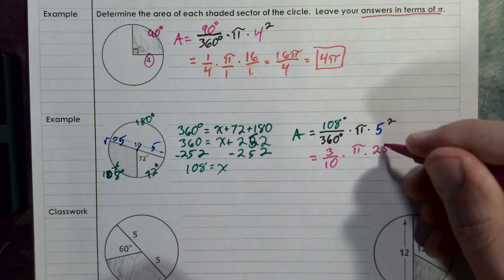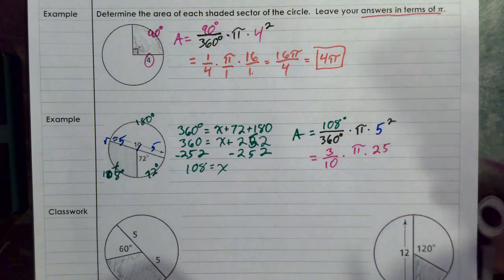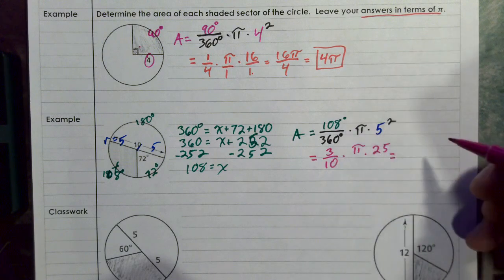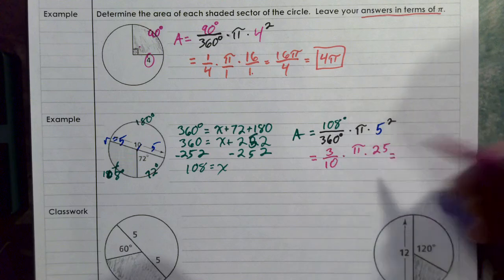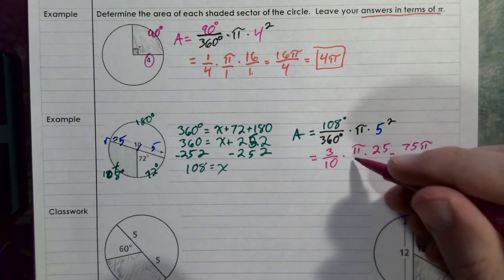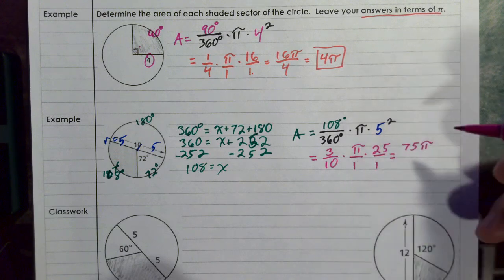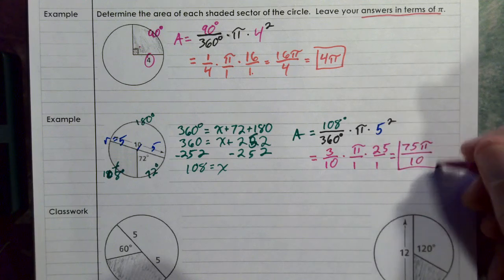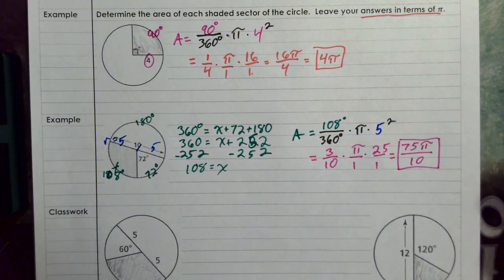5 squared is going to be 25. So this equals 3 times pi times 25. I can really only do 3 times 25, so that's 75 pi, and then 10 times 1 times 1 is 10. So that is my answer for the sector: 75 pi over 10.